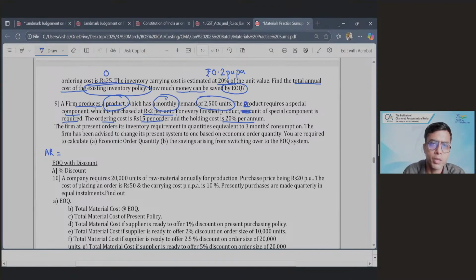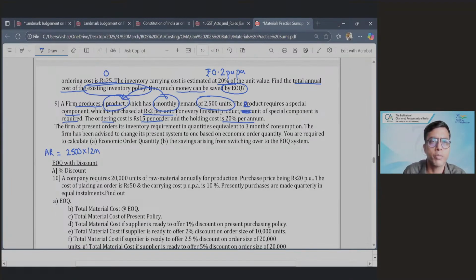So this is the monthly demand of the product. Now, we had a similar point previously also where it was monthly and few people forgot to multiply it by 12, but then you realize. So, firstly, we have to make it annual. So, I'm making this annual. So, 2500 multiplied by 12 months.